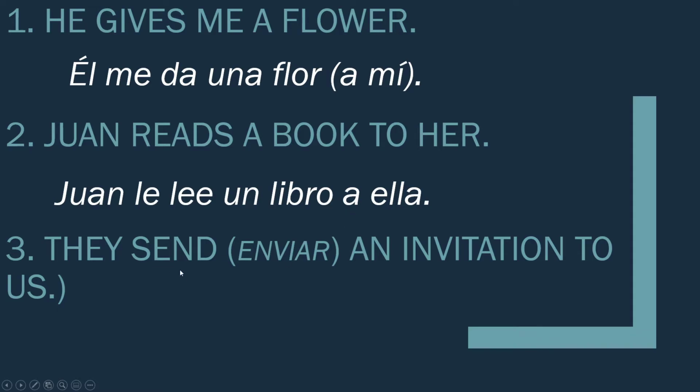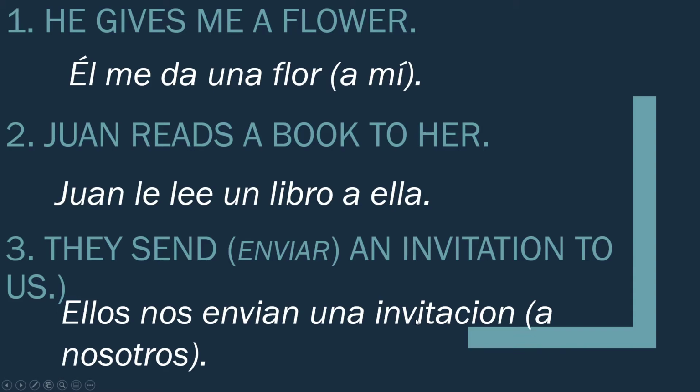They send, and I gave you, to send is enviar. They send an invitation to us. They send it, so you're going to conjugate enviar for they. It happens to be an invitation to us. To whom gives you an indirect object. Us is a pronoun, so you have an indirect object pronoun. It goes in front of the conjugated verb. Ellos, if you want it. Nos envían una invitación. Okay, that's the sentence.